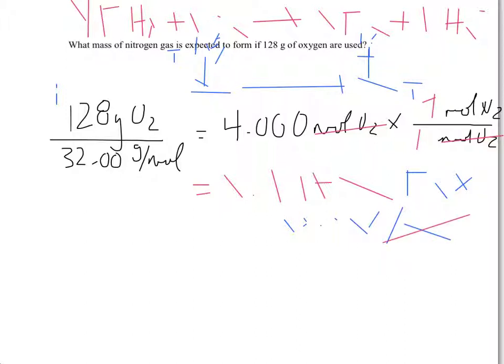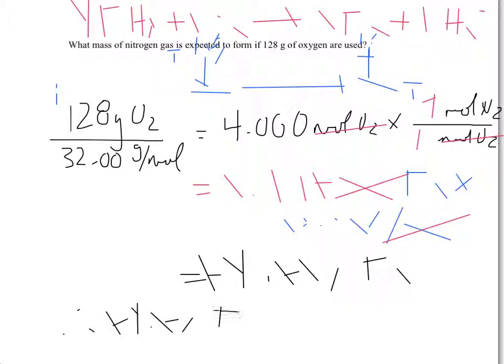Our moles cancel out, leaving us with grams, and our final answer should be about 74.72 grams of nitrogen. Now we look at significant digits. 1, 2, 3 significant digits in 128, so therefore 74.7 grams of N2 will form.